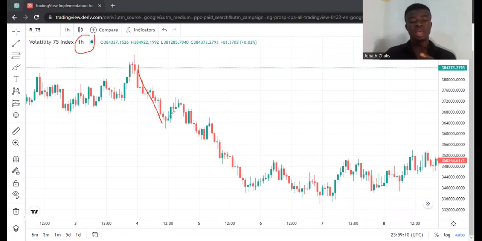So here, you don't need to enter this trade so quick. You have to wait, give it time for the market to retrace. You can see the type of candle that is being formed. This is a pure hammer, and a hammer is a reversal candlestick.